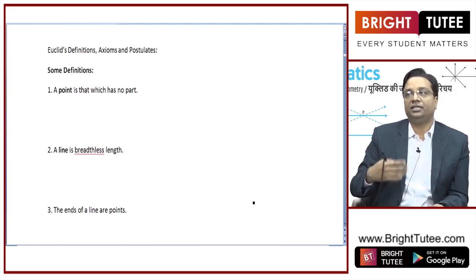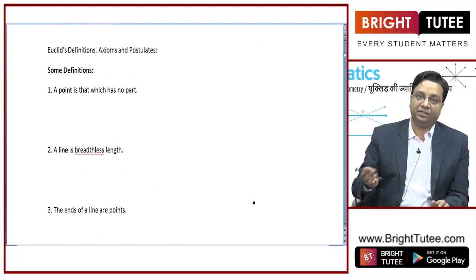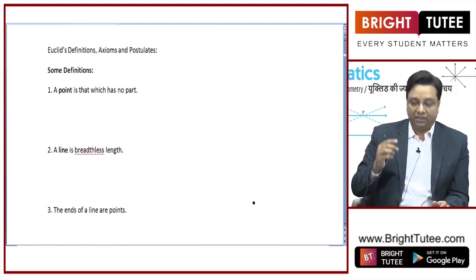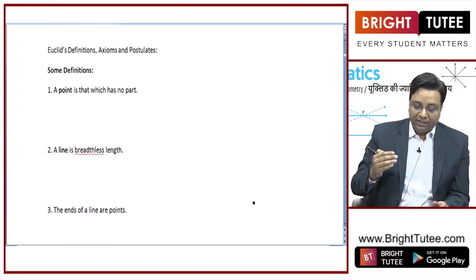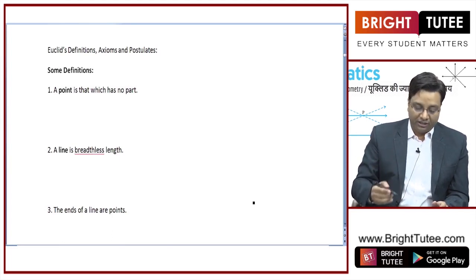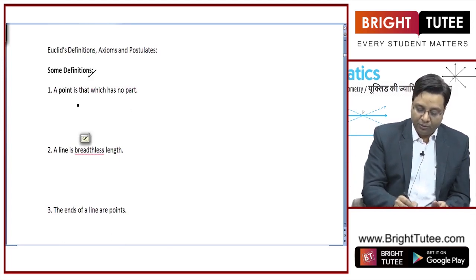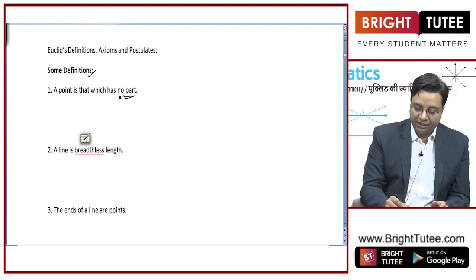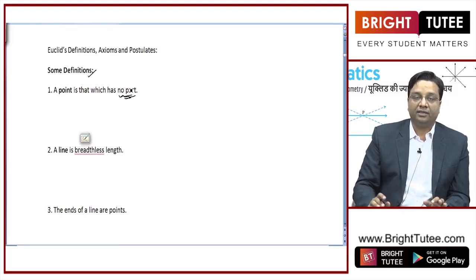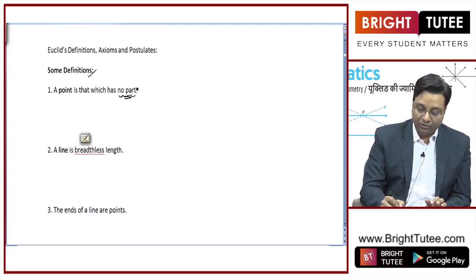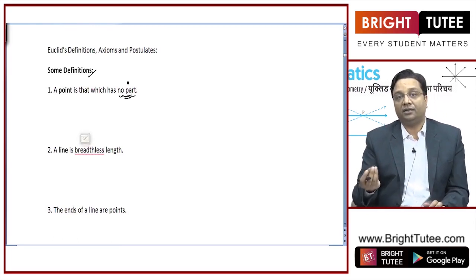He gave 23 definitions in the first part of the book. Out of those 23 definitions, we will discuss certain ones here. Some definitions: a point is that which has no part. Now when we say no part, we need to define this term also. What is a part?